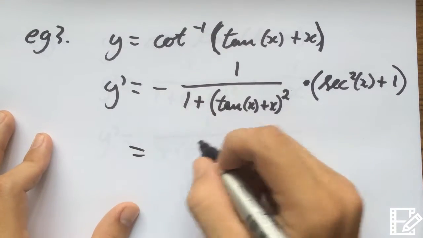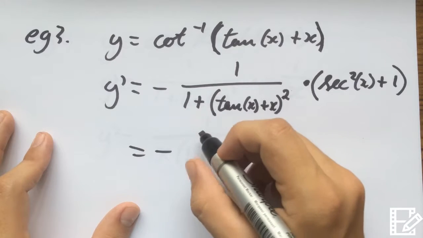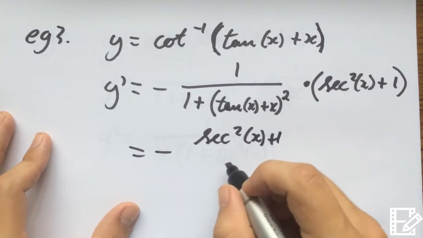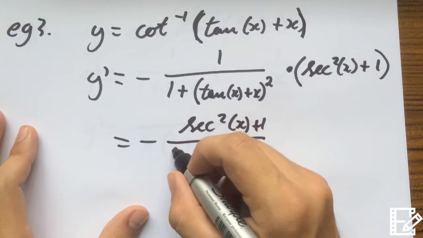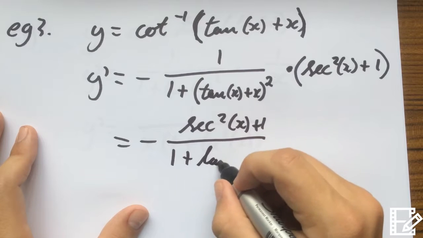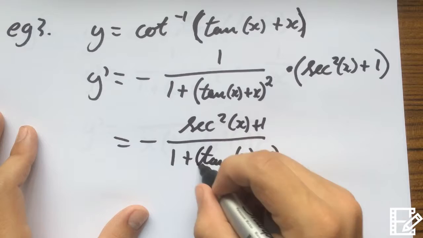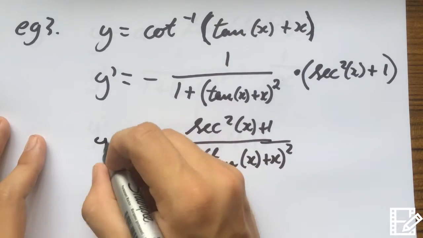So simplify it. We're going to bring this on top, and it's going to look like sec squared x plus 1 all over 1 plus tan x plus x squared. And that's it. That's the derivative.